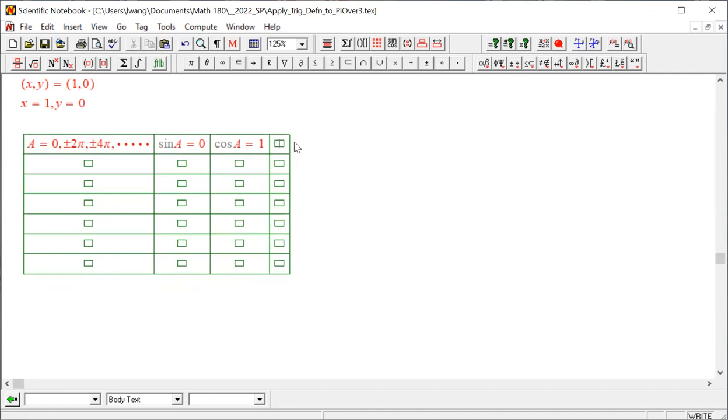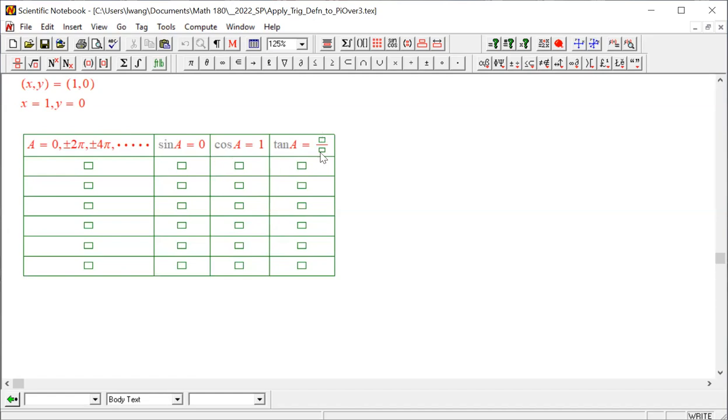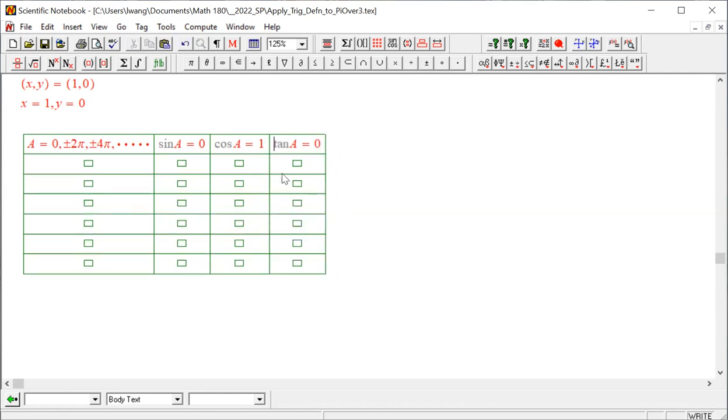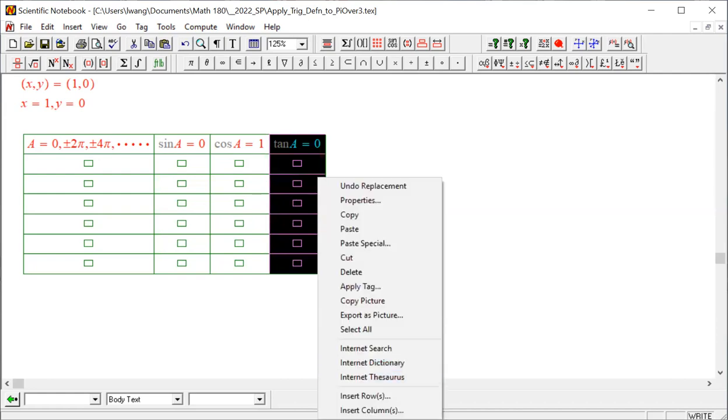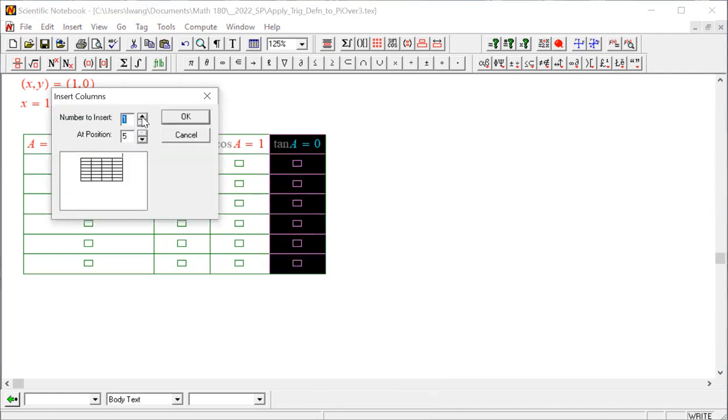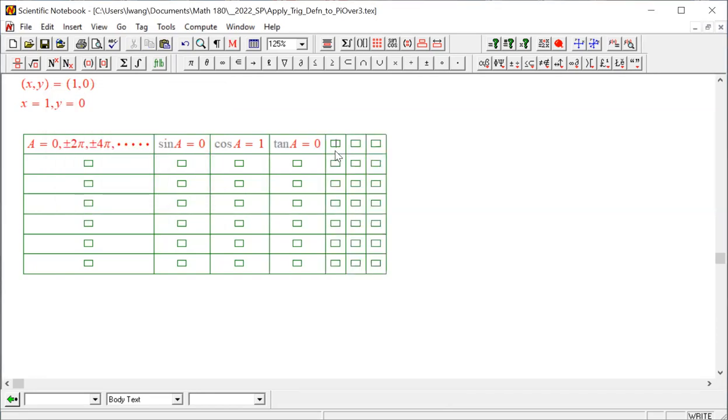Now, how about tangent? Tangent of that angle is y over x. Y is 0, x is 1, so it's going to be equal to 0. No problem, right? Now, maybe a few more columns. Three more columns.